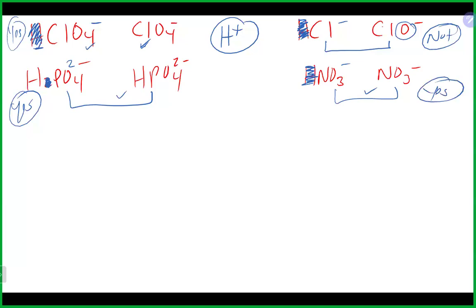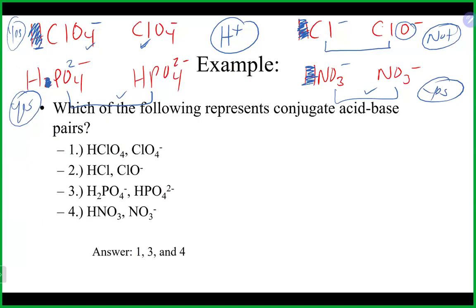So it looks like 3 of the 4 were actually pairs. Once again, it can only be one H plus difference. Any more, and they are not related to each other. Any questions on that one there? Okay. So 1, 3, and 4 looks like.